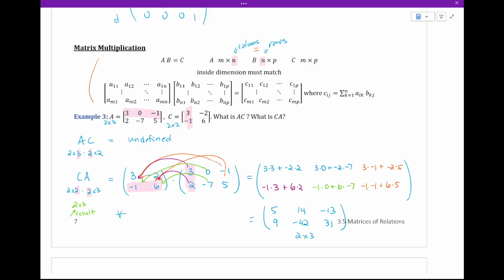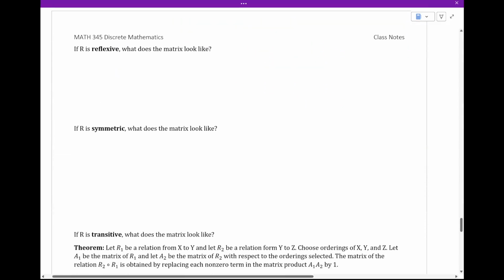One thing to note, maybe I'll make my note here in green, is that matrix multiplication is not commutative. That is to say that AC is not the same thing as CA. I couldn't even do AC, but I could do CA. So my matrix multiplication is not commutative. Okay, so that's your review.